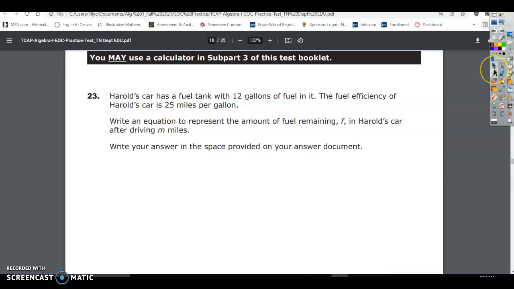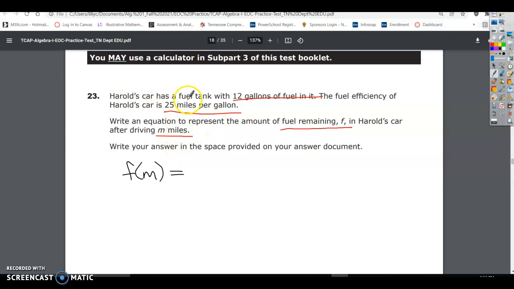All right, so they tell us that F represents fuel and M represents miles. So we have 12 gallons of fuel and our car gets 25 miles per gallon. So we want to write an equation. All right, so I'm going to have F of M is going to be my function because it's going to be fuel per mile is what we're looking for. And so how do we write this?